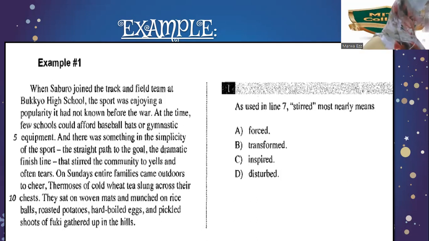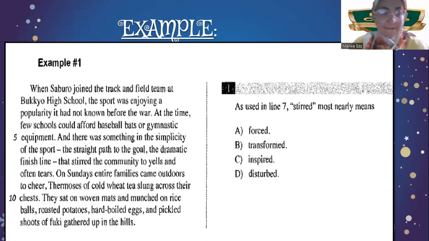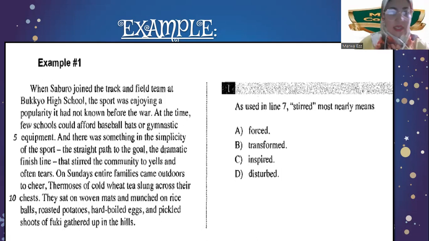So can you read the sentence aloud first, Mr. Muhammad? Okay. "And there was something in the simplicity of the sport, the straight path to the goal, the dramatic finish line that stirred the community to yells and often tears." Good. How do you get the meaning of the word stirred?